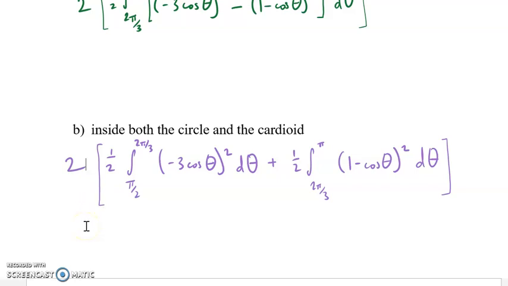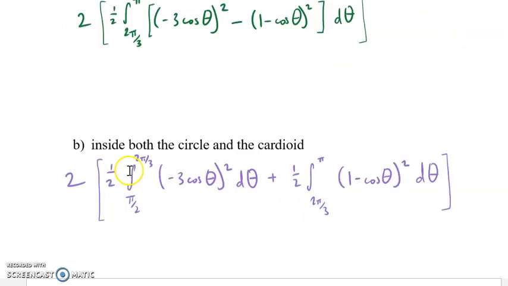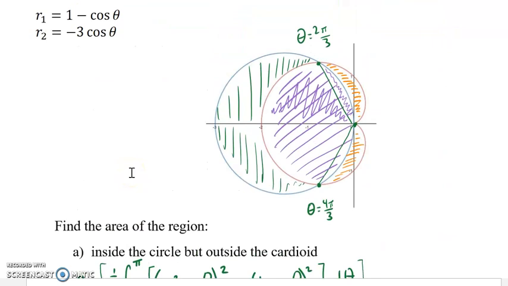So you can do that on your own and then check your work. All right, and then finally, we've got the area of the stuff that's inside the cardioid but outside of the circle. That's the stuff I shaded in with orange. That one's kind of interesting as well because it's going to be 2 different regions.